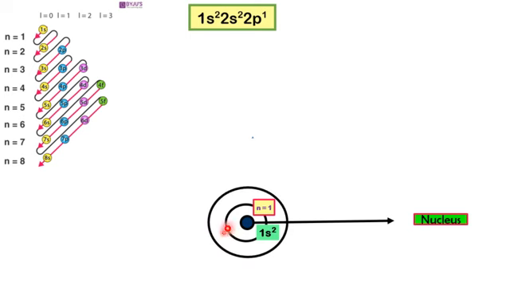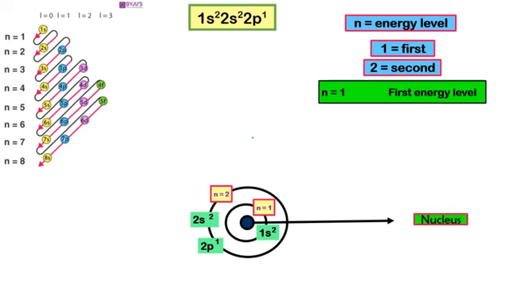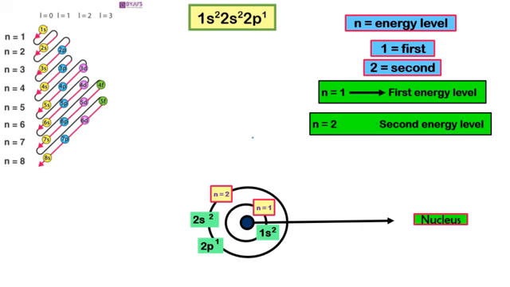Okay, in the second energy level or the second orbit, it is n is equal to 2, wherein 2s2 and 2p1 are located. So the 1s2 is in the first, 2s2 and 2p1 are in the second energy level. So reminder, n is the energy level, and the number 1 or 2 refers to the first or second energy level. So that means that n is equal to 1 is what we call the first energy level. n is equal to 2 refers to the second energy level.